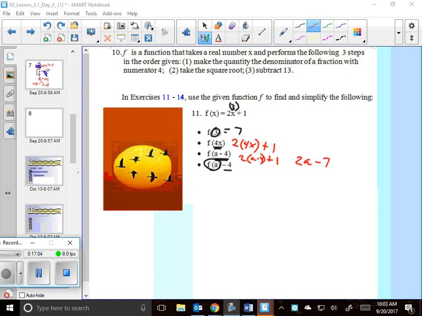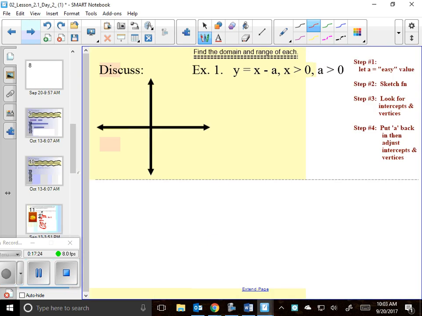And the last one, f of a, which is just 2 in the empty spot plus 1 and drop in an a. 2a plus 1. But then they want me to subtract 4. 2a plus 1, subtract 4, is just 2a minus 3. Raise your hand if you're good with those. Okay, good. That's basic function stuff.